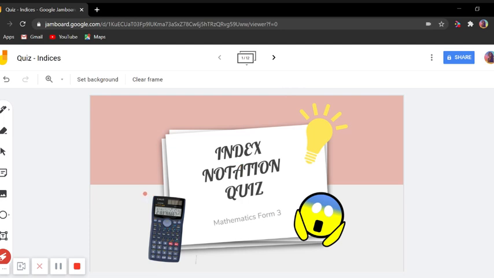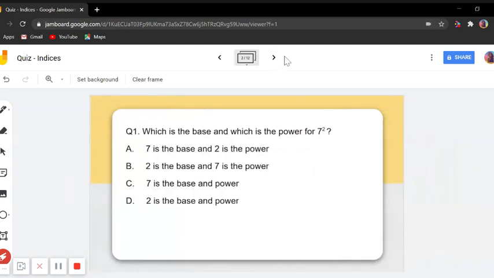But before we start, I hope you have prepared a calculator with you, okay? Alright, let's go to the first question. Which is the base and which is the power for 7 to the power of 2? Okay, 7 to the power of 2. Which one is the base? This is the base, and this is the power, or the index number, or the exponent.